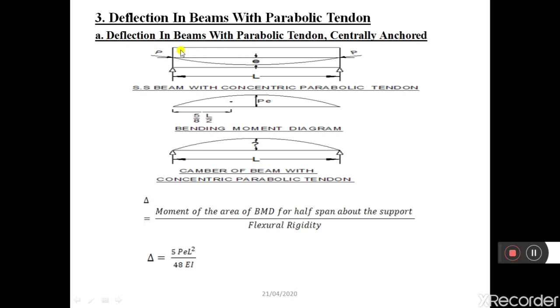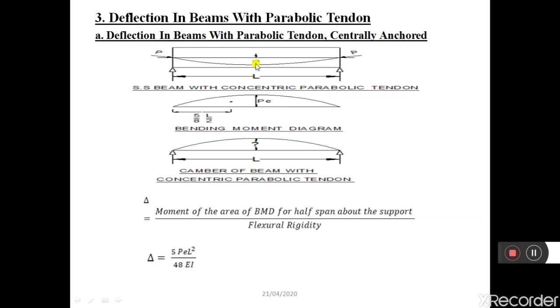Centrally anchored means here it is a rectangular beam of length L and depth D, which is provided with a cable, and the cable profile is parabolic, where the eccentricity of the cable at the midspan is E and the eccentricity of the cable at the supports is 0. This cable is subjected to a tensile force of P. You can see here the cable is subjected to a tensile force of P with an eccentricity of E.